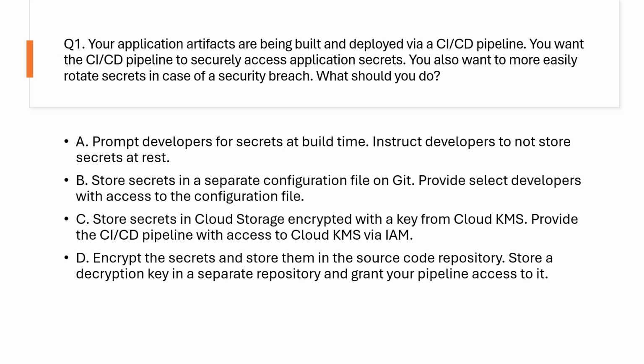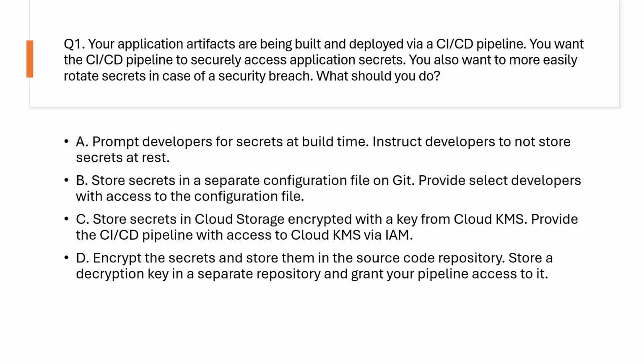Question 1. Your application artifacts are being built and deployed via a CI/CD pipeline. You want the CI/CD pipeline to securely access application secrets. You also want to more easily rotate secrets in case of a security breach. What should you do?